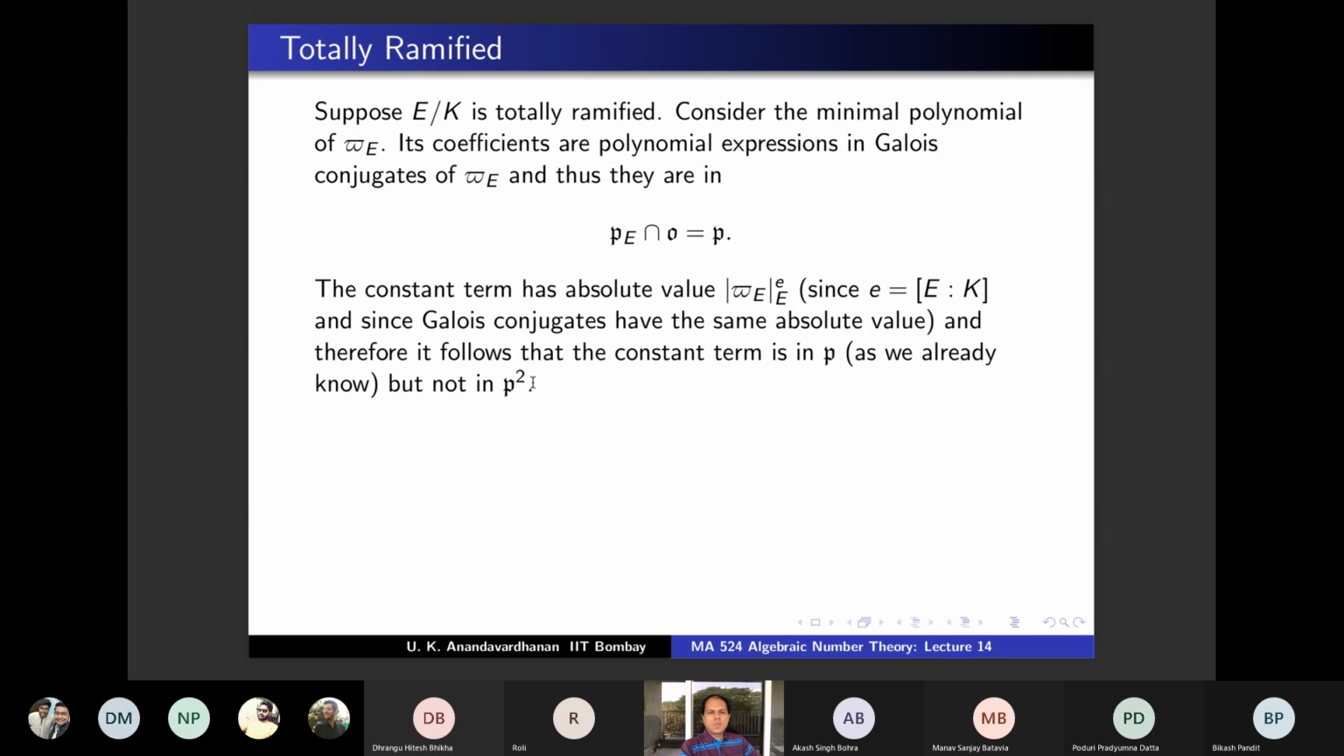So it cannot be in p square, because if it were in p square, then you would have pi_e to the power 2e, because pi is pi_e to the power e times a unit. So therefore, it's not in p square. What do you call a monic polynomial whose terms are all in a prime ideal and whose last term is not in p square?